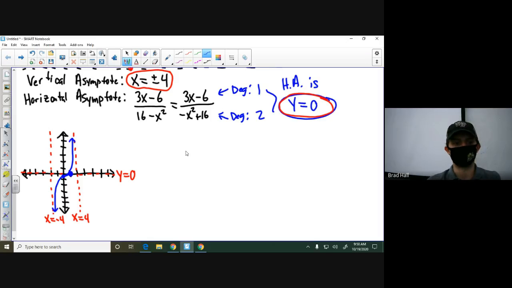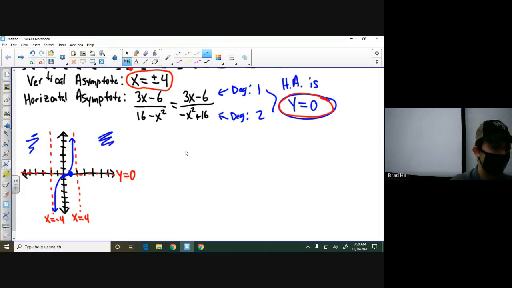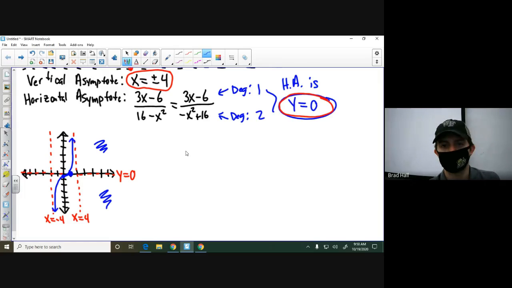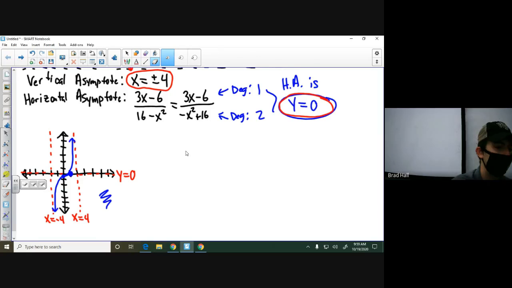But now there's these gaps on the left and the right, over here and over here. And the question is, well, on each one of those sides, where does the graph happen at? On the top or on the bottom? So where does the graph happen at? And that's what we need to figure out.